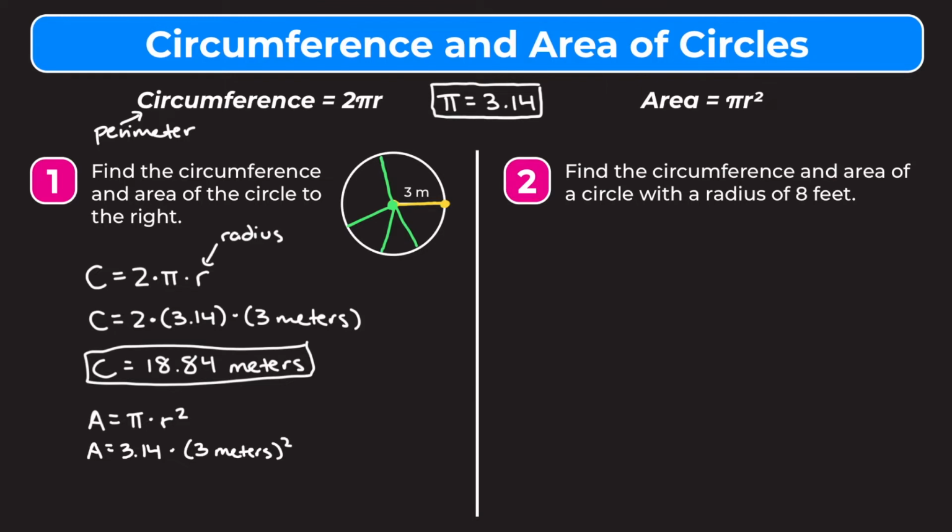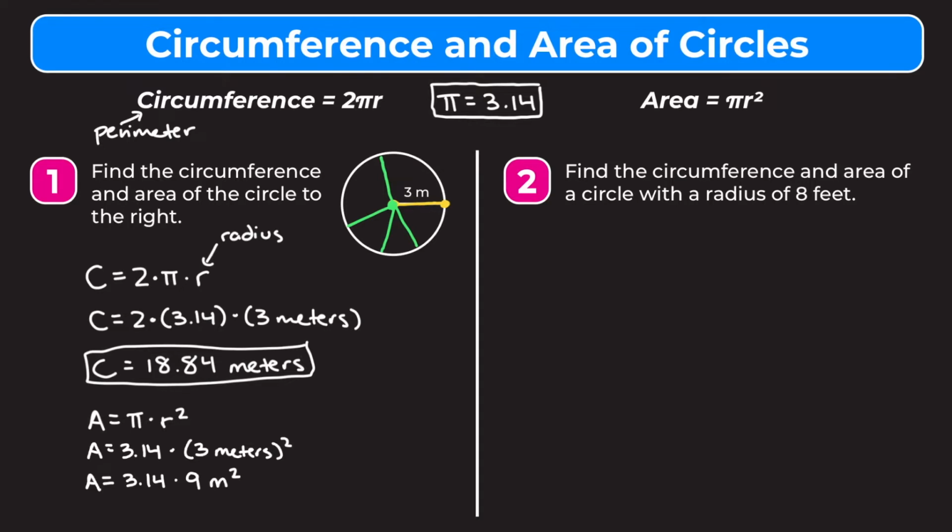So we have that our area is equal to 3.14 times 3 meters squared. And remember, squaring something just means multiplying it by itself. So 3 squared is 9. So 3 meters squared is going to be 9 meters squared. So our units for area are always going to come out as units squared.